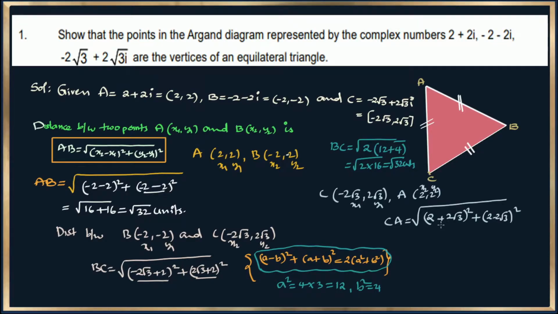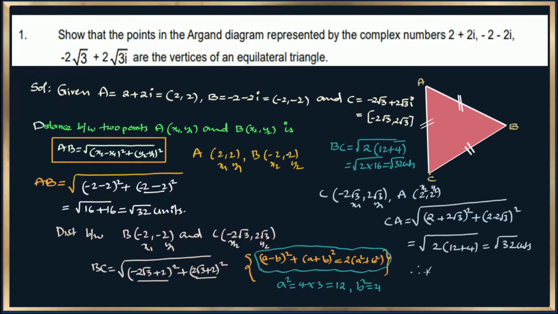This is also in the form of (a plus b) whole square and (a minus b) whole square, and the formula for these is 2 times (a square plus b square). Same a here, 2, so 2 square is 4, and b is 2 root 3 like in the previous BC. So here also 2 times (12 plus 4), that is 16. So 2 into 16 is 32, root 32 units.